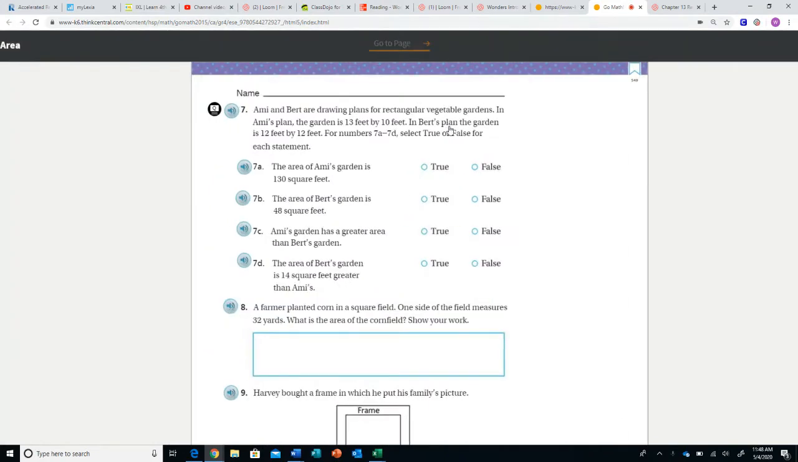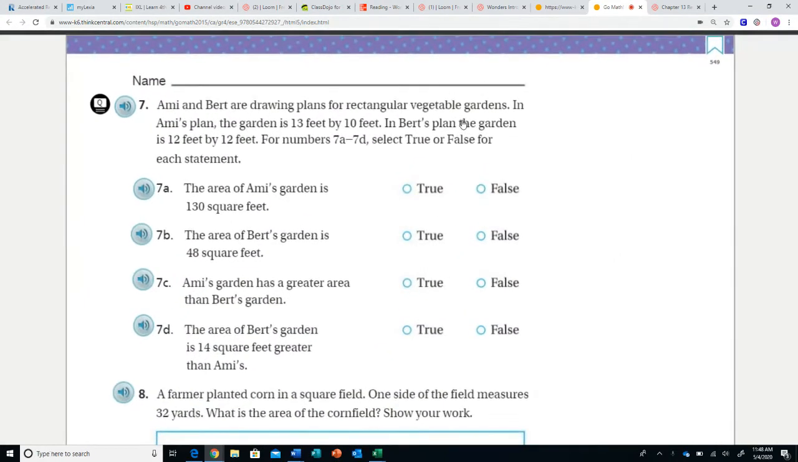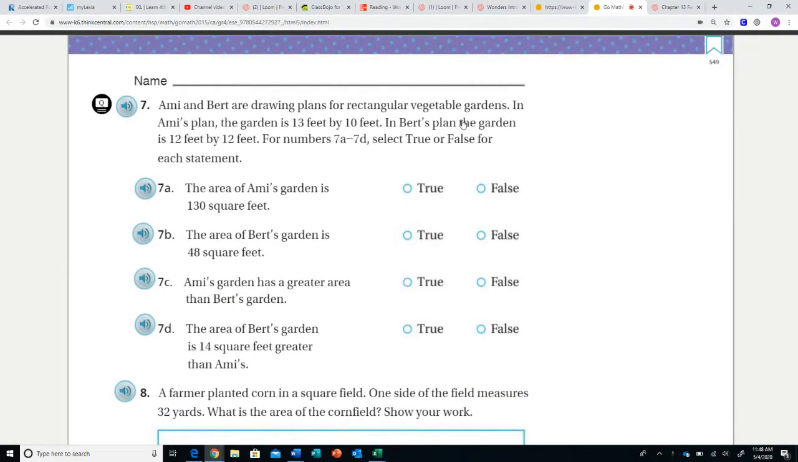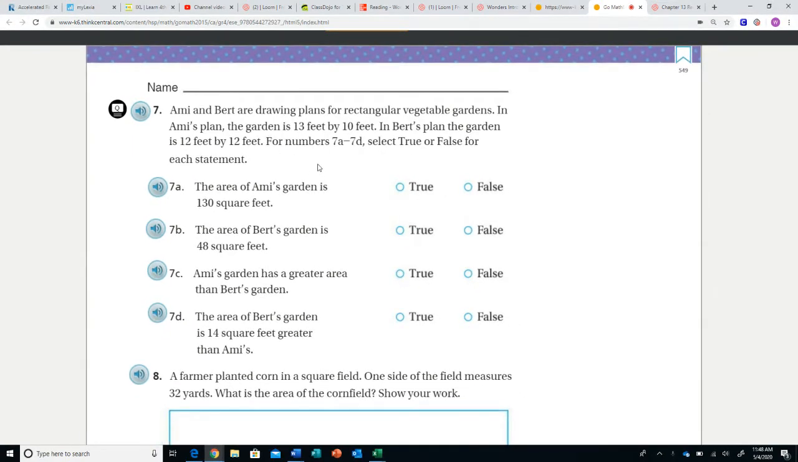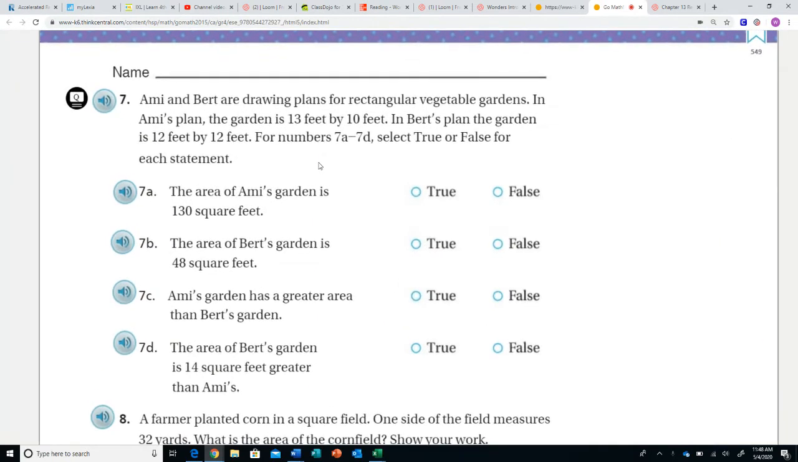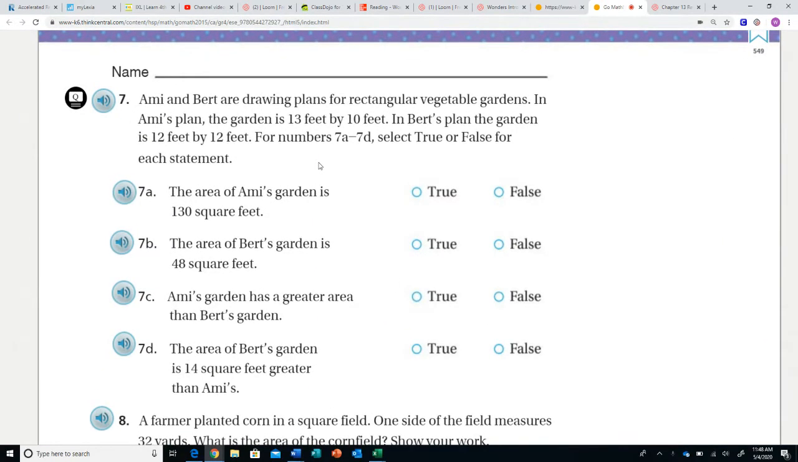Amy and Bert are drawing plans for rectangular vegetable gardens. In Amy's plan, the garden is 13 feet by 10 feet. In Bert's plan, the garden is 12 feet by 12 feet. For numbers 7A through 7D, select true or false for each statement. So when we're talking about the area of a garden or plans for a garden, almost always we're really looking for area. So I'm going to do a quick snip here of just question 7.